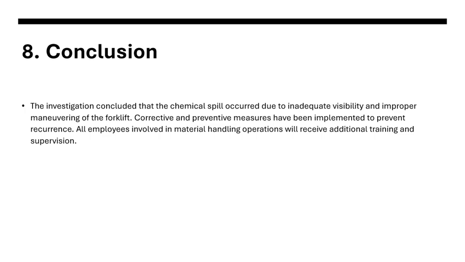For corrective and preventive action, preventive measures have been implemented to prevent recurrence. All employees involved in material handling operations will receive additional training and supervision. So as safety team members, you need to first go through the training, like the reorientation of all forklift operators and all employees, to ensure that such an incident does not happen in the future.